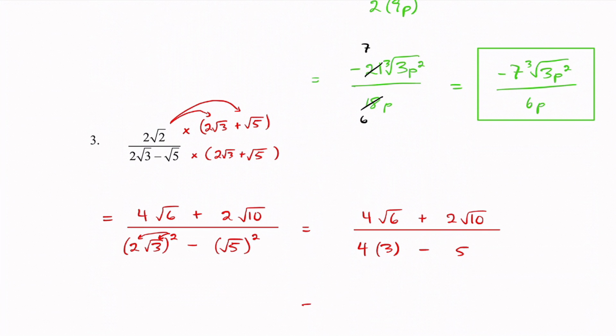And then to finish this off, I can just simplify in the denominator there. So 4 times 3, that is 12. And then I'm going to be able to go 12 subtract 5. So in the denominator, 12 subtract 5, that's going to give us 7. And the numerator is still the same, 4 root 6 plus 2 root 10. There's nothing you can simplify there.